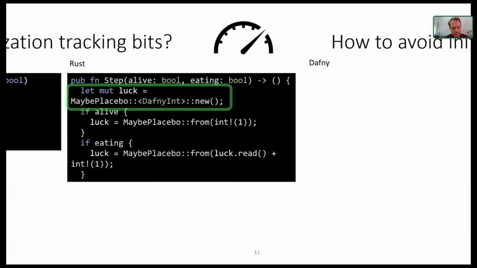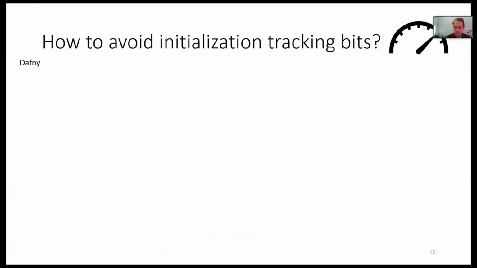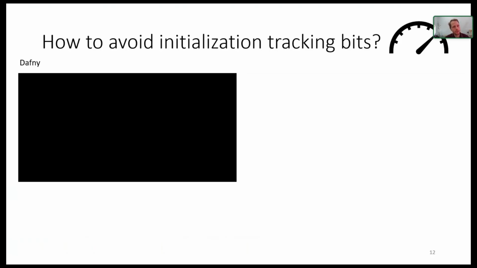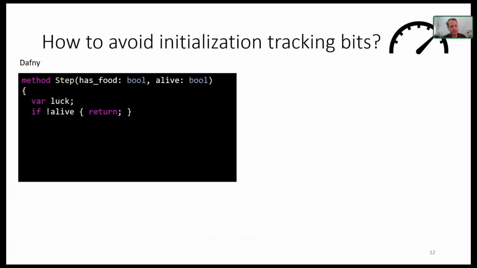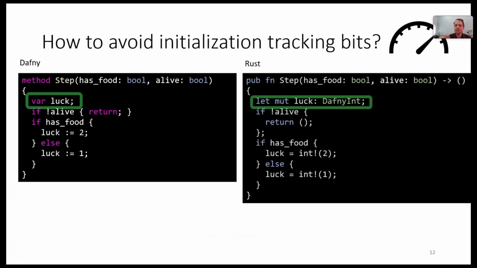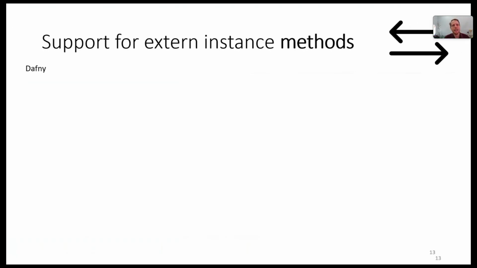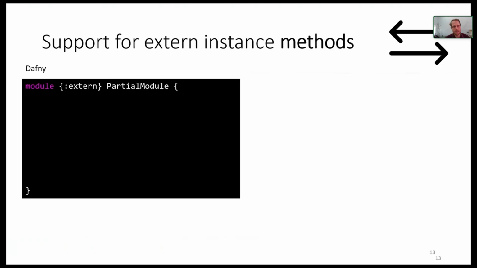So to avoid this initialization tracking bit, we implemented an abstract interpretation over the Dafny intermediate representation. And if you rewrite the program in a way that if you are not alive, you return, and if you have food, you assign luck. So in every path, you know whether luck was initialized or not. And in the step on the right-hand side, you see that our abstract interpretation engine figures out that the variable luck can be assigned the type Dafny int, which will be collected or not, and Rust can figure this out by itself.